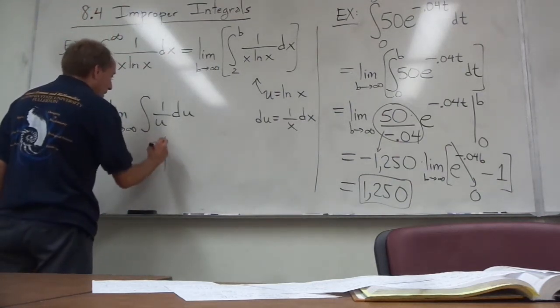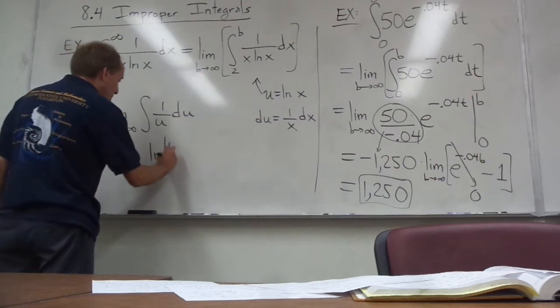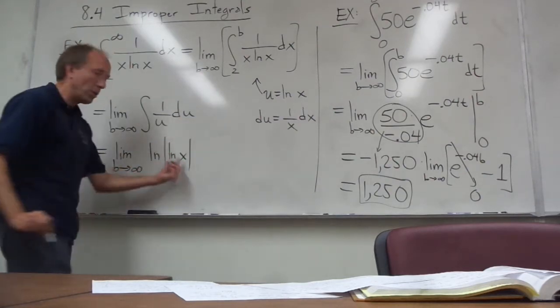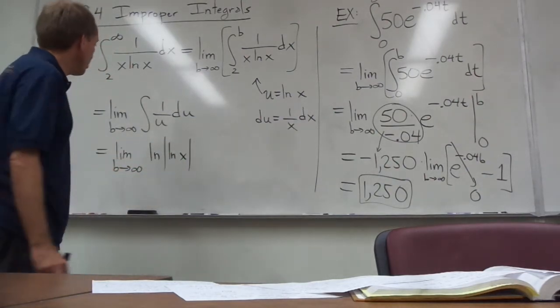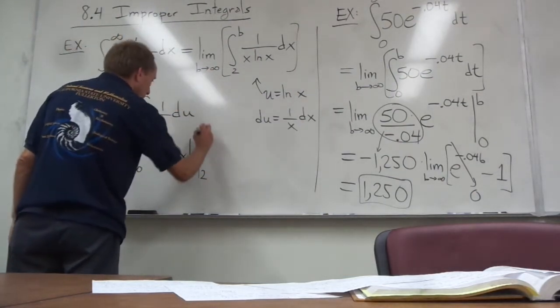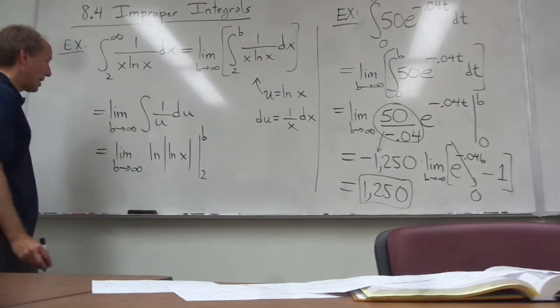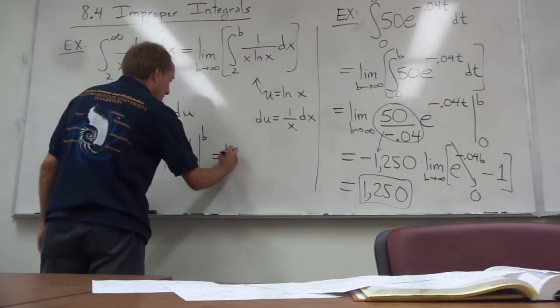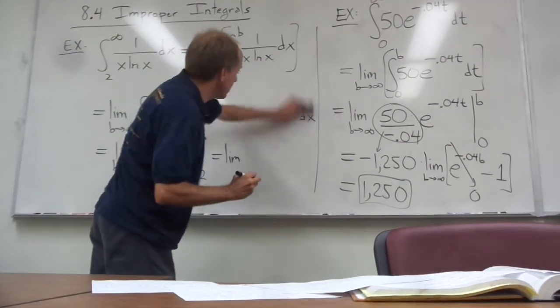But it's going to be the ln of the absolute value of u, and then I'm going to go back and put in what u is, which is the absolute value of x. And now we have to evaluate from the original limits here. So this is going to be the limit. Let me take this off so it doesn't get in the way here.